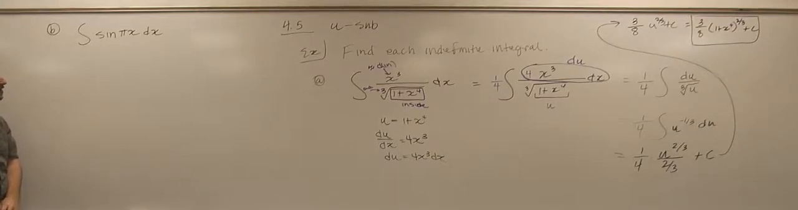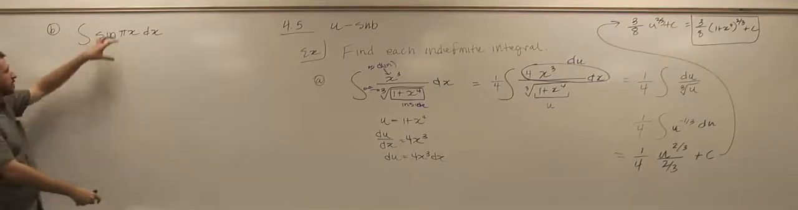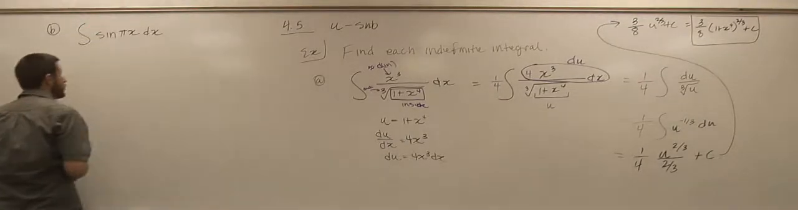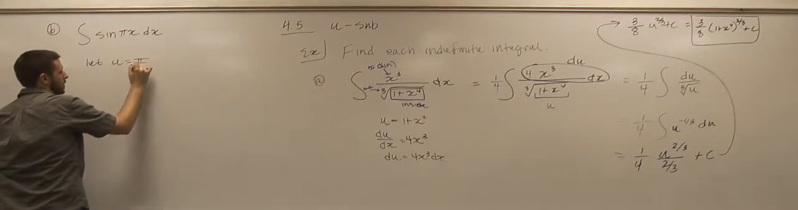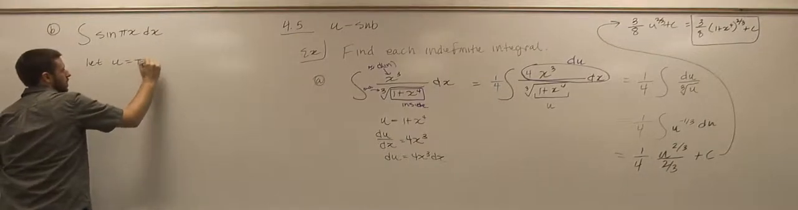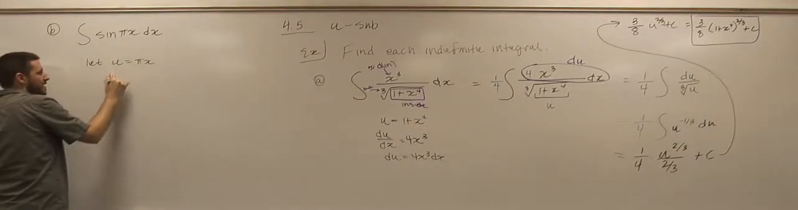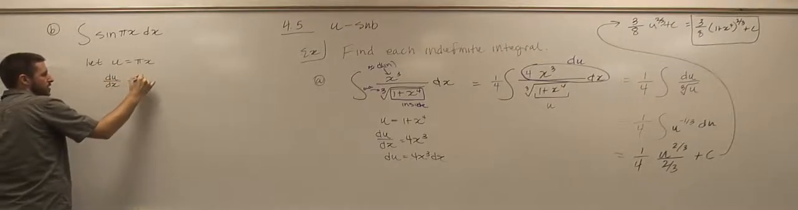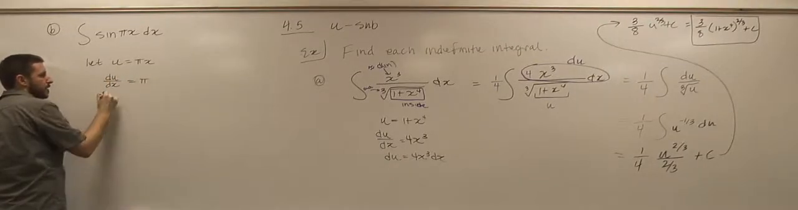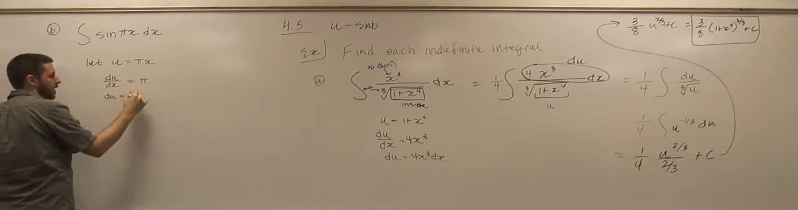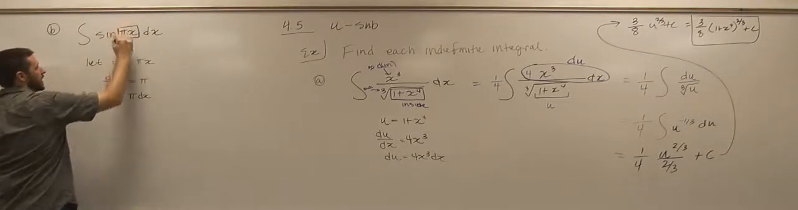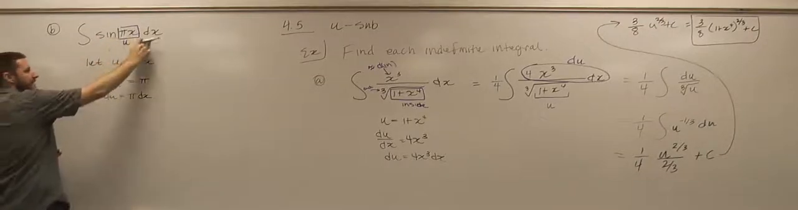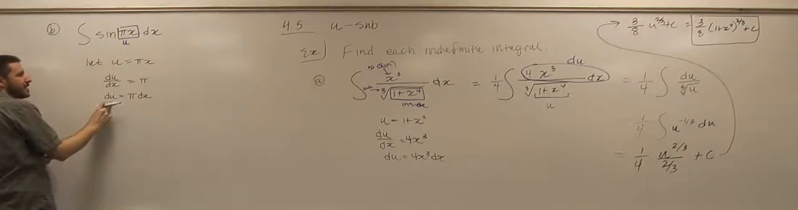What's your inside and outside function? Pi x is inside. So to do this integral, you're going to let u equal pi x. So that makes du dx, the derivative of u, just pi. Or du equals pi dx. So when I start doing my substitution, I have u, right? This guy's u, sine of u. But for my dx, I'm going to need to put a pi in front to make it du.